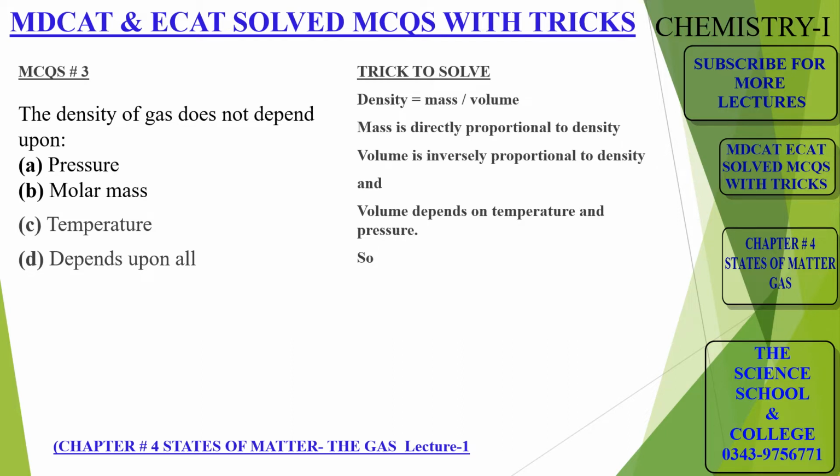So, density depends on mass, density depends on temperature, density depends on pressure. So, the correct option is depends upon all. Option D is the correct option.